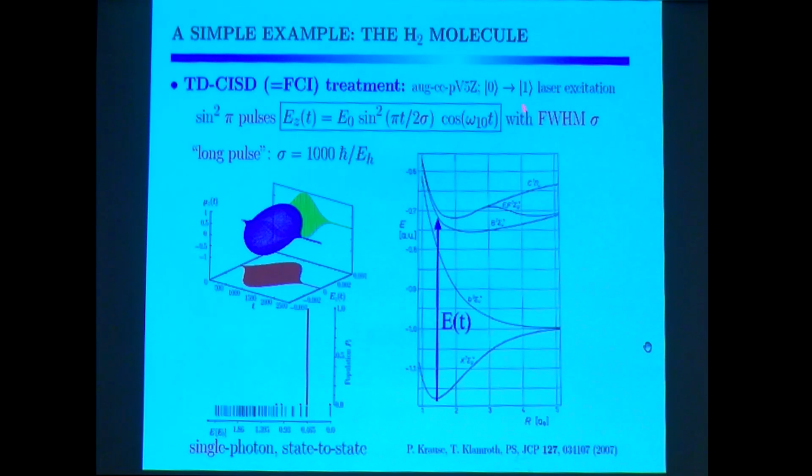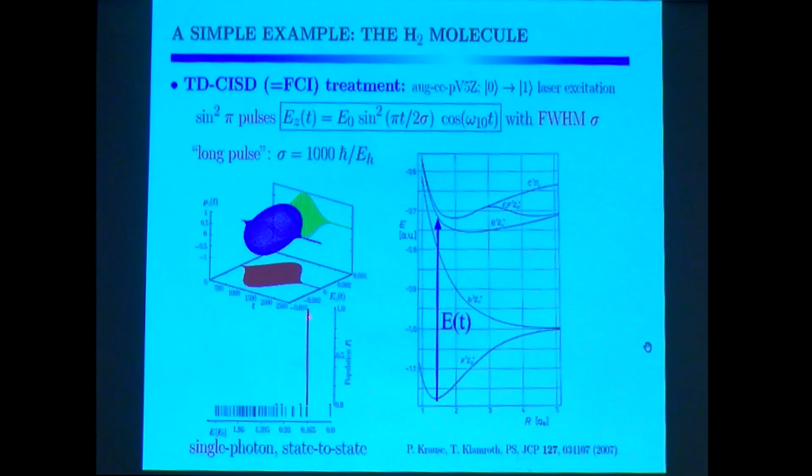What we use is a cosine function for the laser field with a certain frequency, which is just resonant with this transition. Then we have a shape function. You could use a Gaussian; we use sine square functions which have a certain width, sigma. And we have a prefactor which is determined from the pi pulse condition. If we use a pi pulse with a length of 1000 atomic units, which is 25 femtoseconds, then in fact we get a full excitation from here to here, by 100%.